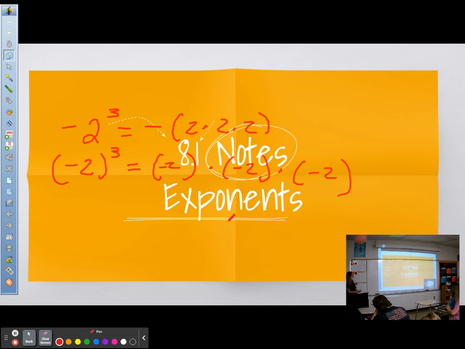Okay, so we talked about the difference between these two. This one means you just do 2 times 2 times 2, then apply the negative. This one means you do -2 3 times. Okay, so that's what we talked about on Friday. And then to figure out the value, you just put it in your calculator. And like this one, you would do -2 times -2 times -2. And this one, you would just do -2 times 2 times 2 in your calculator.